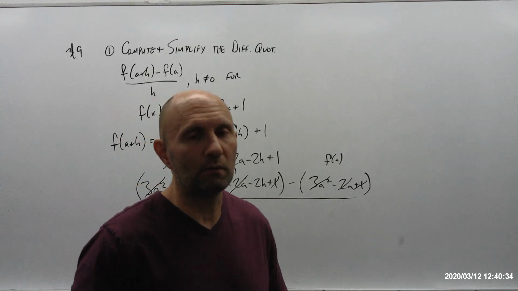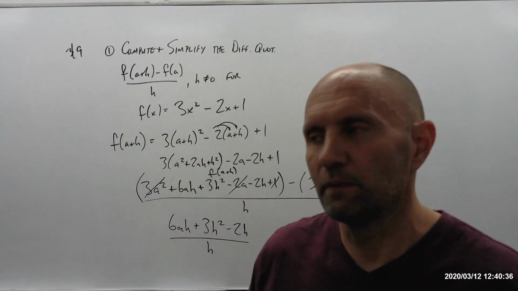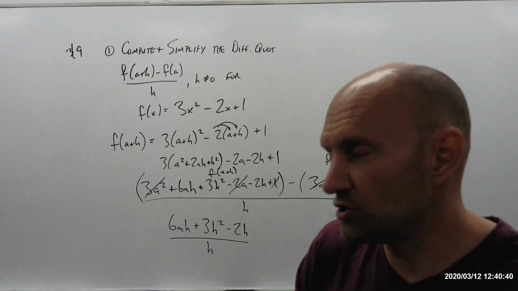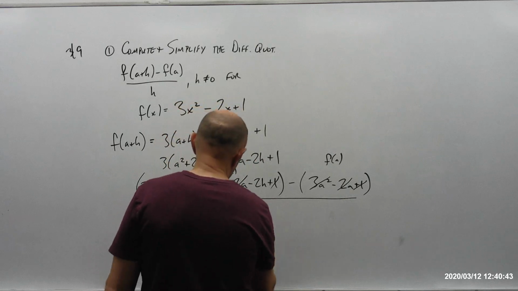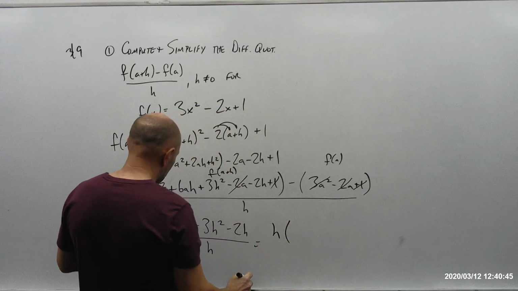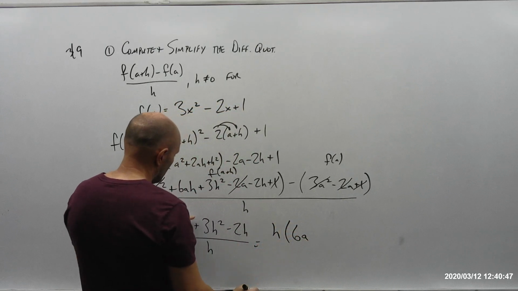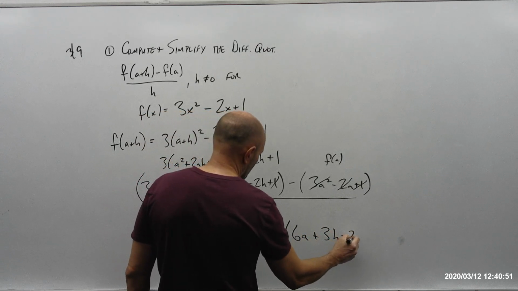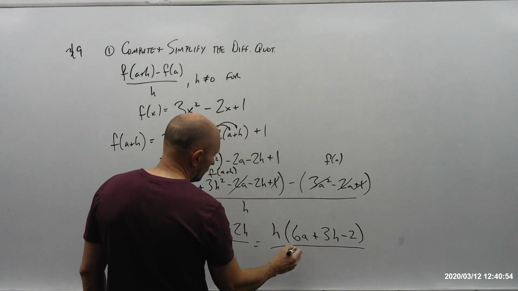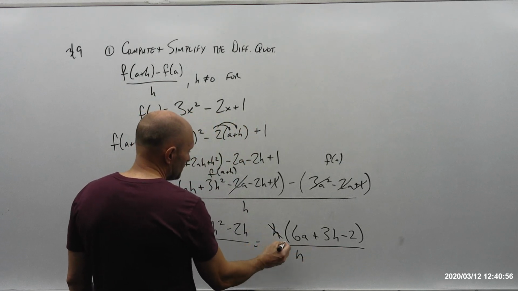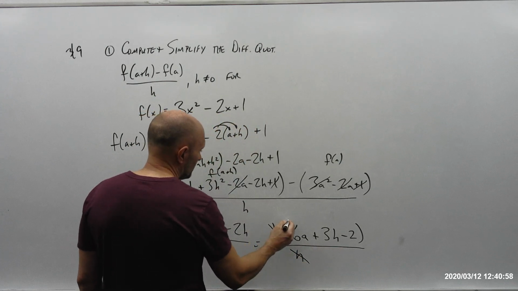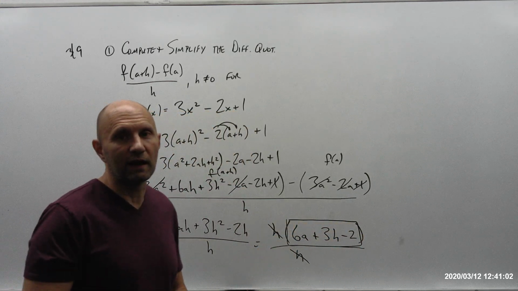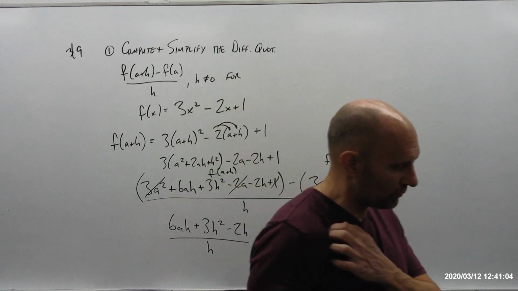And again, this problem gives us these checkpoints the whole way. Everything in the numerator should have an h, which means I can factor an h out. If I do that, what do I get? I get h times 6a plus 3h minus 2, all over h. So the h in the numerator cancels with the h in the denominator, and this piece that's in the parenthesis becomes our final answer. That is our difference quotient.